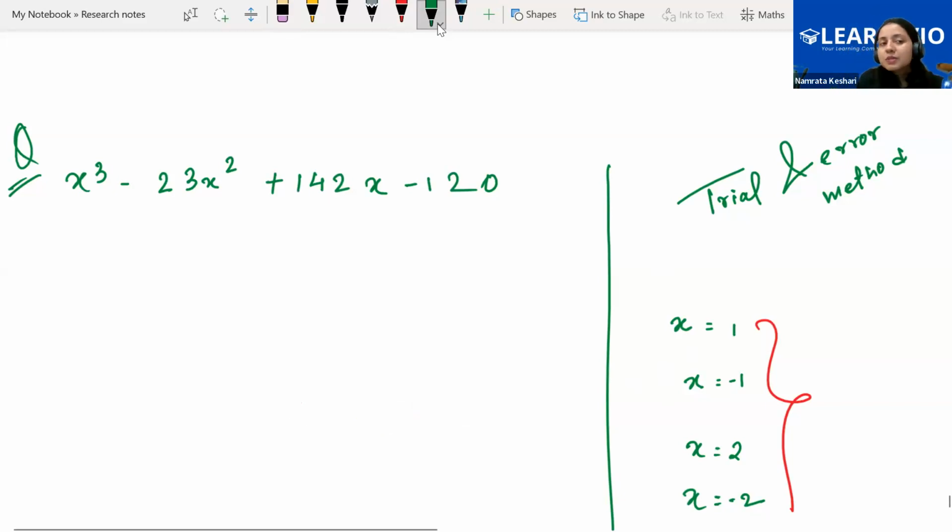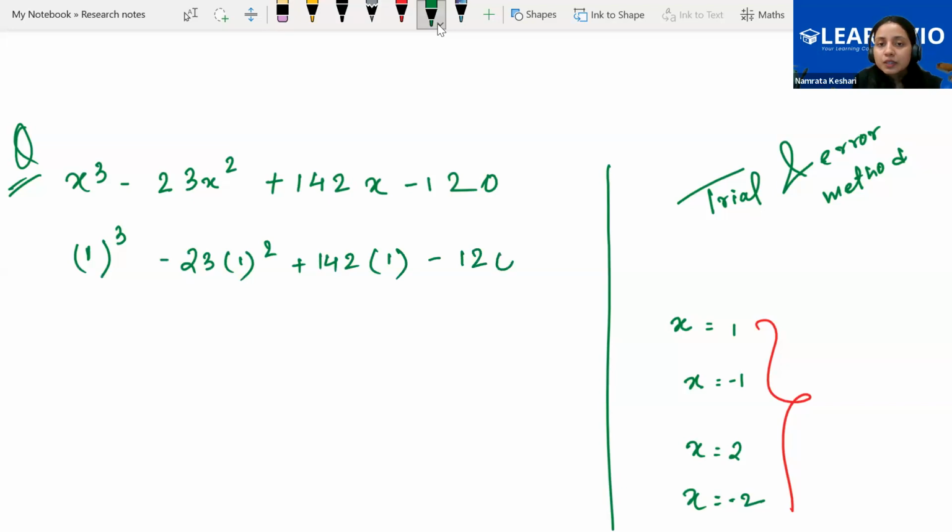So at first we will be substituting x equals to 1. At the place of x, I am substituting 1: 23 times 1 squared, plus 142 times 1, minus 120. This is how we have substituted 1 in place of x. Now we will do the calculation. Please do the calculation and let me know what you are getting. Are you getting 0? Or any other number, please let me know that also.